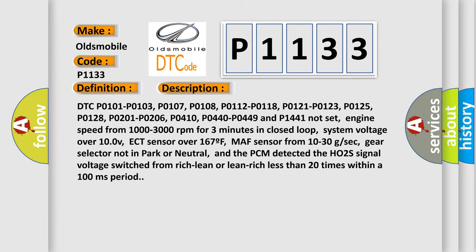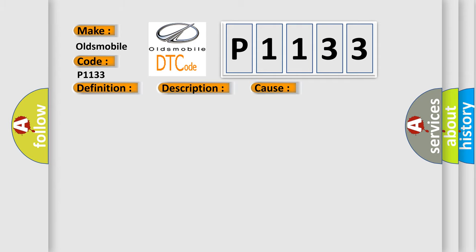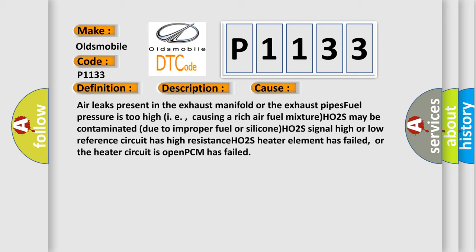This diagnostic error occurs most often in these cases: air leaks present in the exhaust manifold or the exhaust pipe; fuel pressure is too high, causing a rich air-fuel mixture; HO2S may be contaminated due to improper fuel or silicone; HO2S signal high or low; reference circuit has high resistance; HO2S heater element has failed, or the heater circuit is open.